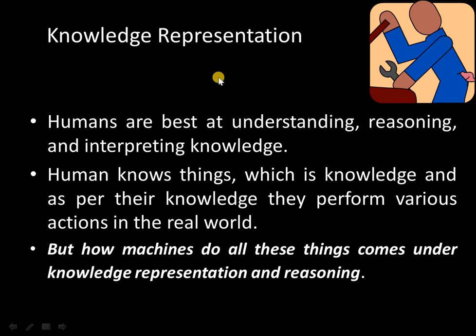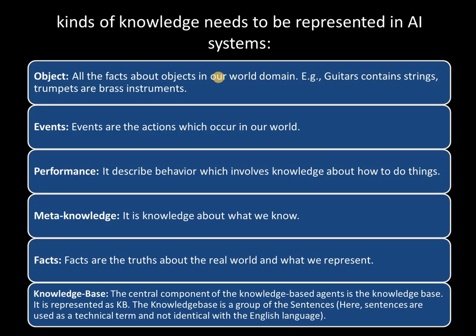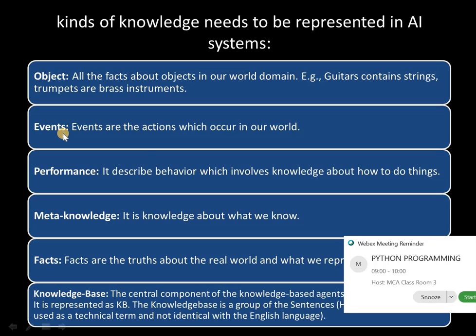How machines do all these things comes under the knowledge representation and reasoning category. So in artificial intelligence, when we talk about knowledge representation, there are different kinds of knowledge involved. The first type of knowledge is object. That means a real life entity, like the nouns in terms of grammar. So that is object. It's a real life entity which has its own existence. And what is event? Event means an action. This is also a kind of knowledge that we should have. This is a bit of theory now, but when we discuss the examples of how to represent our knowledge, it will be super easy for you to understand.